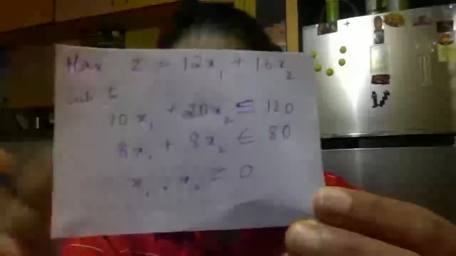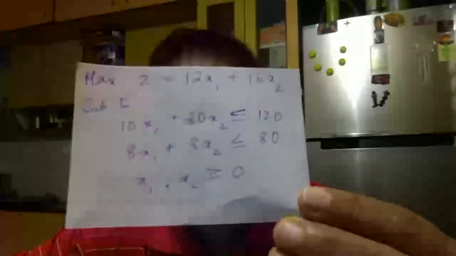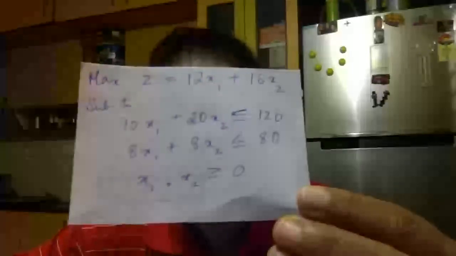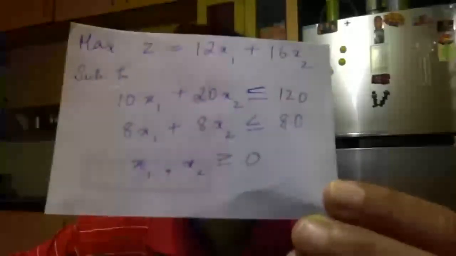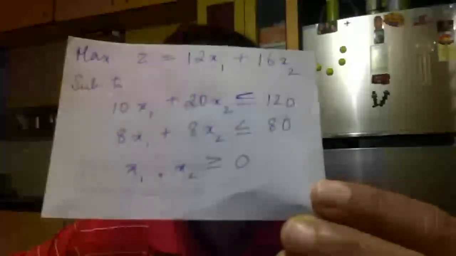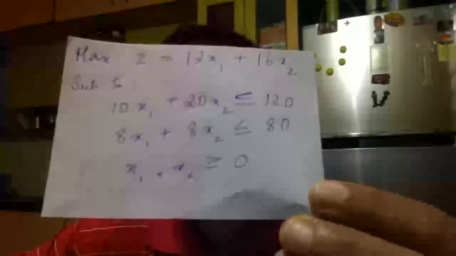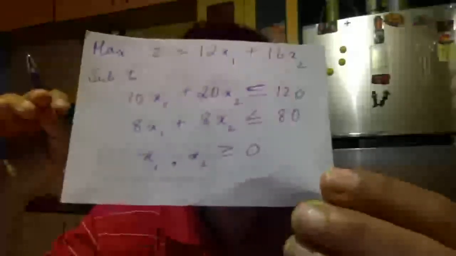I repeat, the problem is like this. Maximize z is equal to 12x1 plus 16x2, subject to the constraints 10x1 plus 20x2 lesser than or equal to 120, 8x1 plus 8x2 lesser than or equal to 80, x1, x2 greater than or equal to 0. Everybody got it?